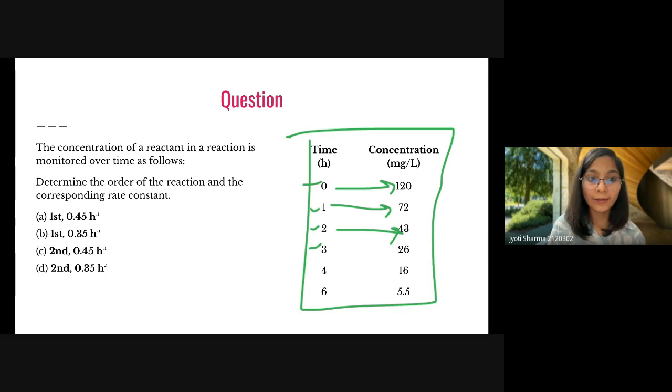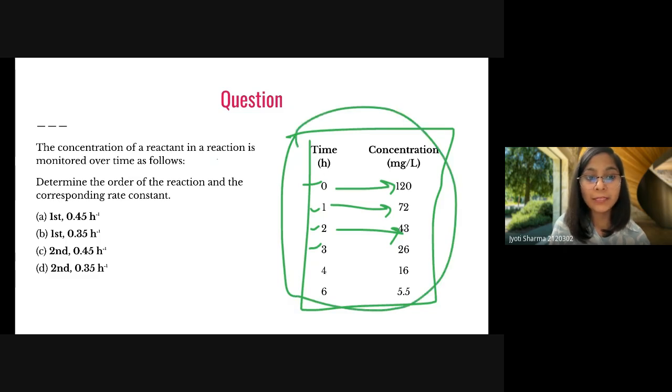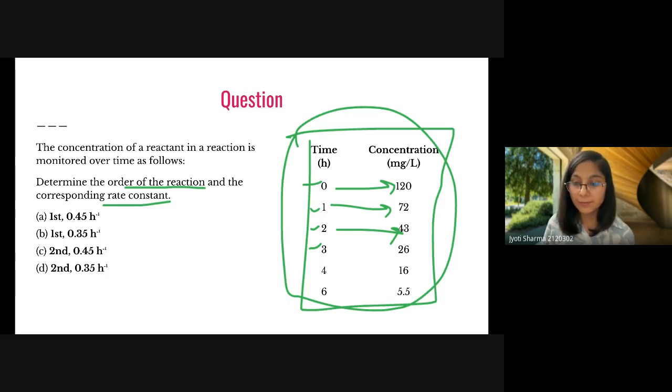Okay, and then the question is, from this, first determine the order of the reaction. First you have to tell what is the order of the reaction, and then you have to calculate the rate constant. So how will you calculate this?